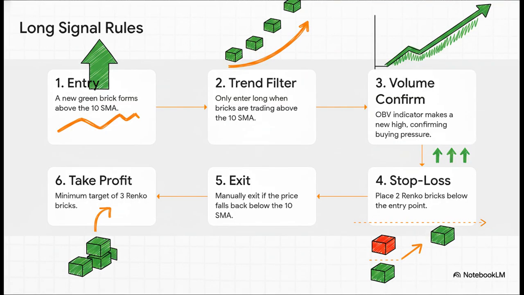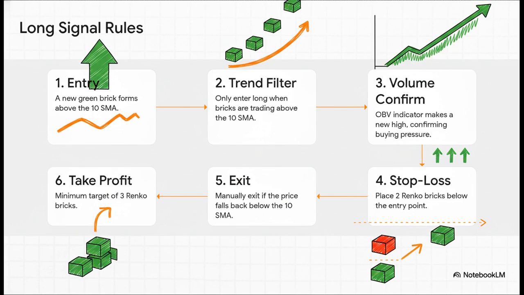So for a buy signal, we need a few things to line up perfectly. First, the trend has to be up, which for us means the Renko bricks are trading above our 10 SMA. Our trigger to get in is a new green brick forming above that moving average. But wait, before we pull the trigger, we need confirmation from our OBV indicator. It has to be making a new high, telling us that buying volume is legit.